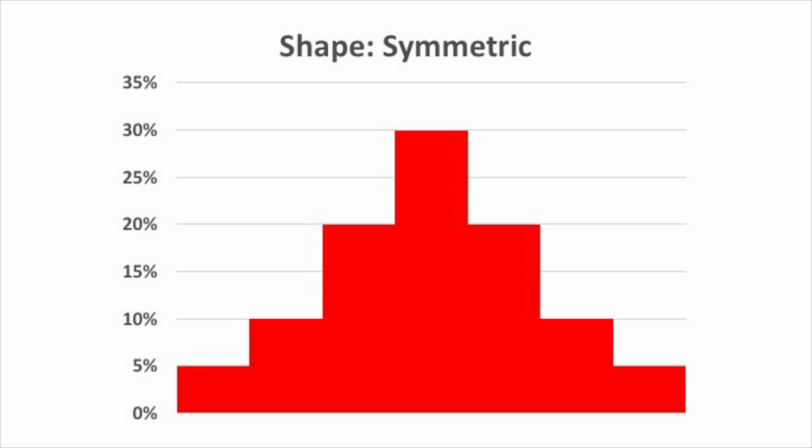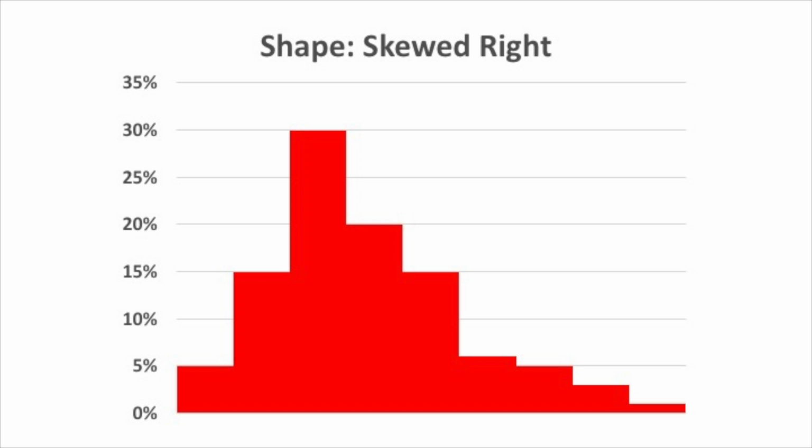The two most common histogram shapes are symmetric and skewed. With a symmetric shape, the histogram looks like a mirror image. When a histogram is skewed to the right, it means that its tail extends far out to the right. An example of a variable that might be skewed to the right could be household incomes. That is, you have a few really high income households that are far out in the right tail.